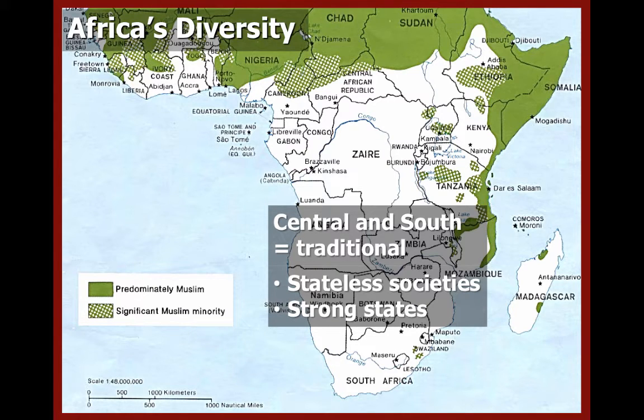Regardless, there were some strong states that would eventually succumb to the coming onslaught of the Europeans.